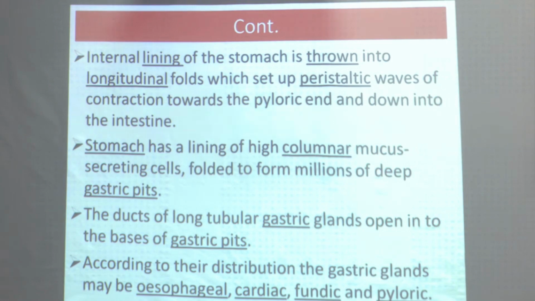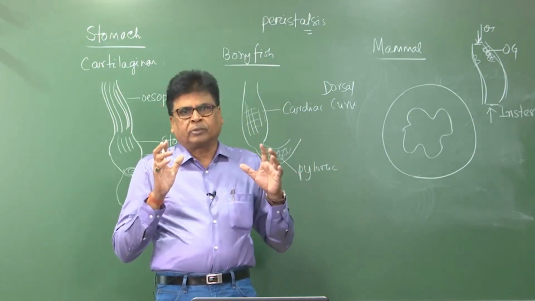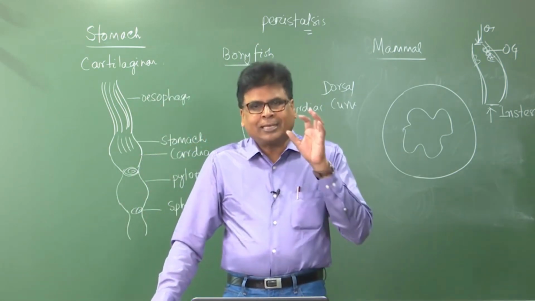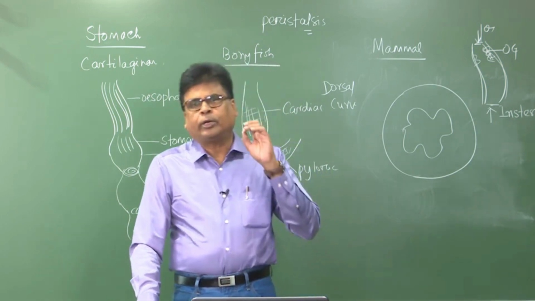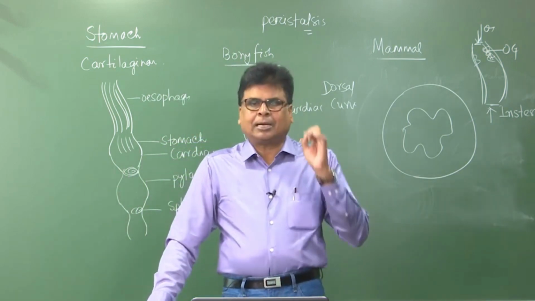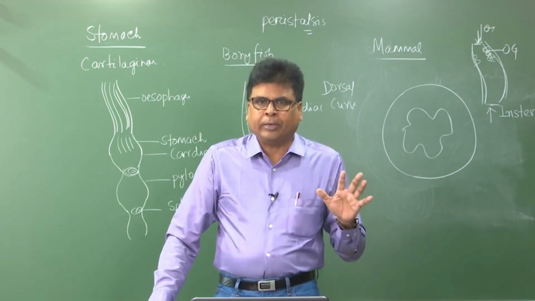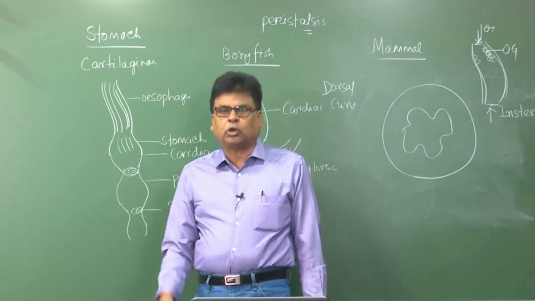That means the wall of the stomach contains a number of gastric glands, and these gastric glands are named according to their location, according to their distribution. So these glands are oesophageal, these glands are cardiac, these glands are fundic, and these glands are pyloric. These are the names of the glands. Now we shall see the histology of this one.